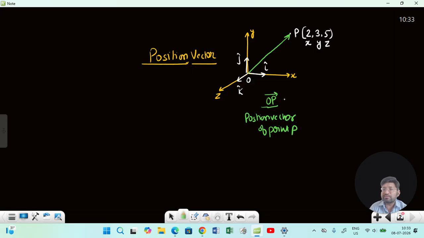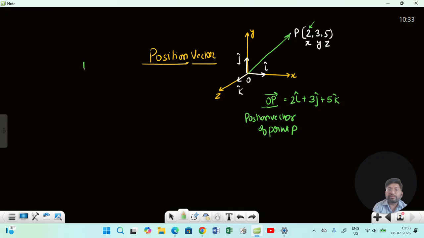So the OP vector will be, along the x coordinate the unit vector is i cap, so we will write 2i cap, plus the y coordinate is 3, so we will write 3j cap, and the z coordinate is 5, so we will write 5k cap. So this OP vector will be the position vector of point P.